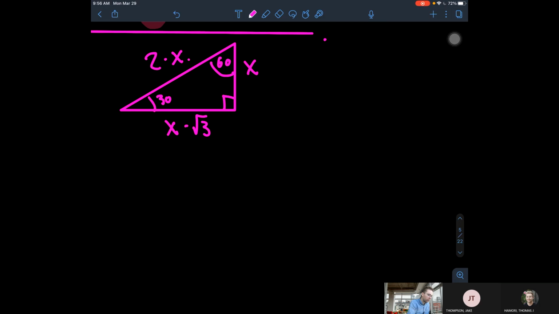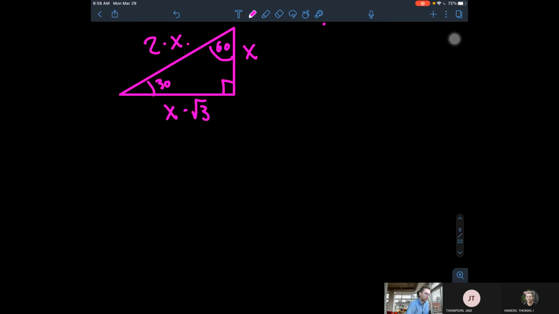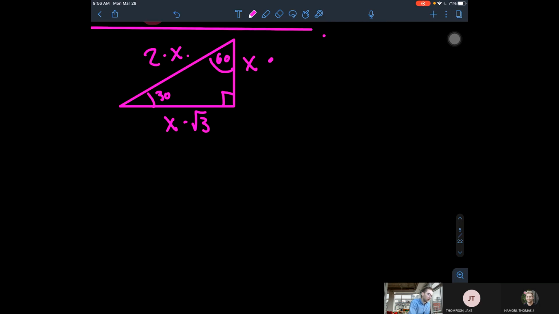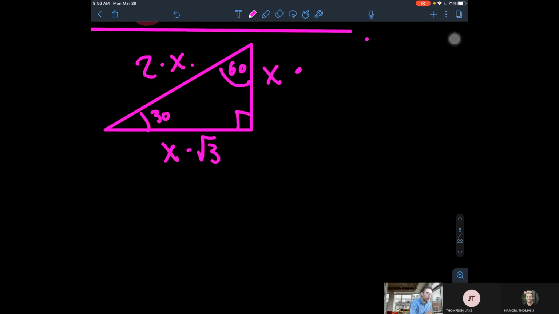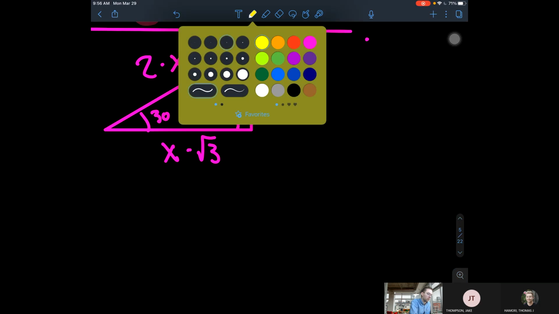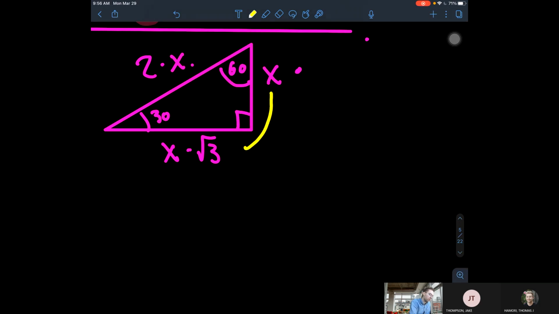Okay, so for this one, we have the following relationship between the three sides. One side length is x, the one that's across from the 30. And the other side lengths are x times the square root of 3, and then 2 times x. So here's the deal. We know how to move from one side to another in the following way. If we want to go from this side to this side, we multiply by the square root of 3. If we want to go from this side to this side, we should divide by the square root of 3.